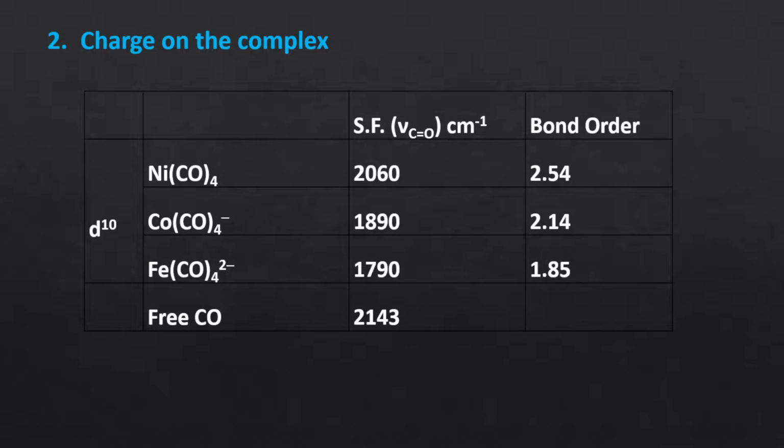Tetracarbonyl iron 2- has the least stretching frequency and tetracarbonyl nickel has the highest stretching frequency. From the table, we can observe that the variation in stretching frequency of the carbon-oxygen bond must depend only on the charge on the metal, as all three metals are d10 systems and the number of carbonyl ligands is also the same.